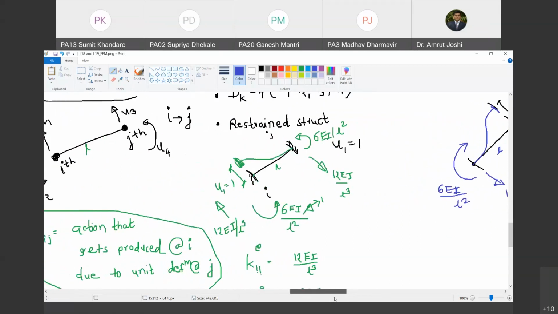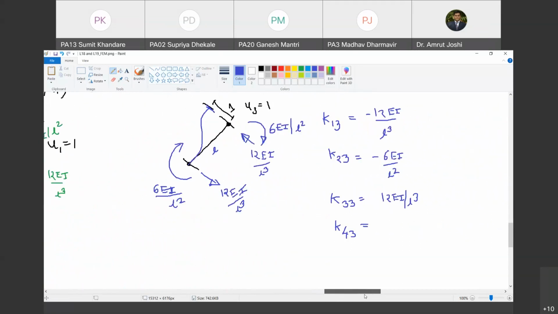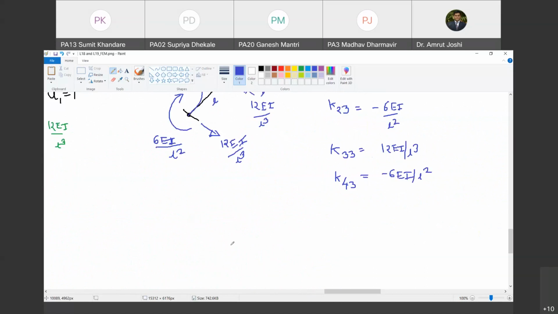4 is rotation. Which action should I be looking for? Moment. The moment that gets produced at the location of 4 is minus 6EI upon L square. Why minus? Because it is clockwise. Happy? Yes, sir. Great.